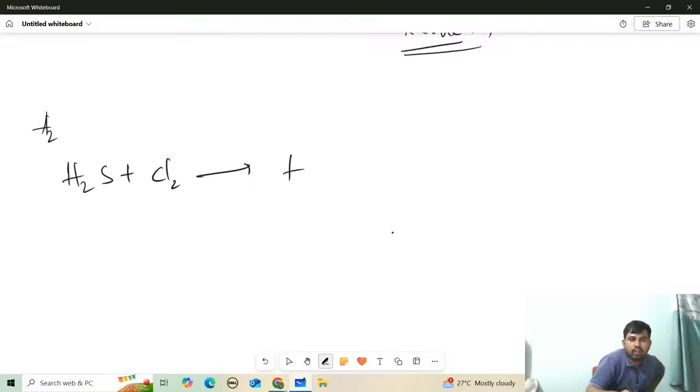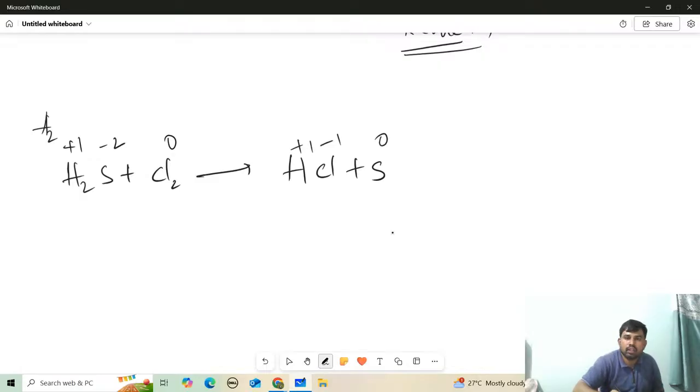Now see, they have given one more example: H2S, to which they are adding Cl2, forms HCl plus sulfur. Here hydrogen is plus 1 and sulfur is minus 2, chlorine in Cl2 is 0, hydrogen in HCl is plus 1, chlorine is minus 1, and sulfur is 0.